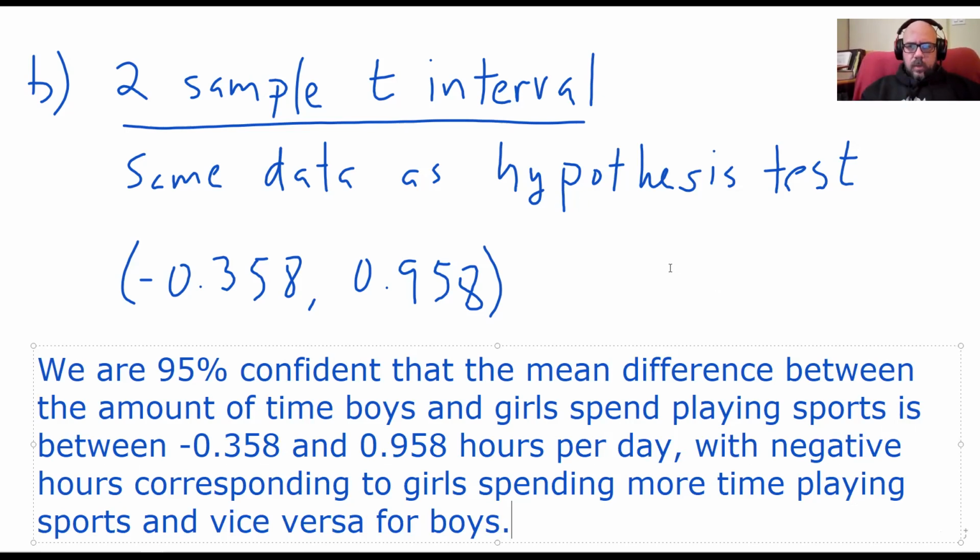So the thing I want to point out here is that 0 is in this interval. That means that a difference of 0 is what we would consider a reasonable value for the difference between the population means, which is to say that we think that no difference between boys and girls is a reasonable interpretation of this data, which is the same thing as saying that we don't reject the null hypothesis, right? So let's go back quite a few screens here.